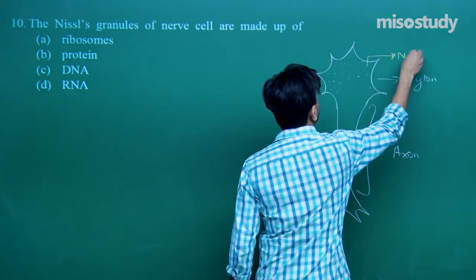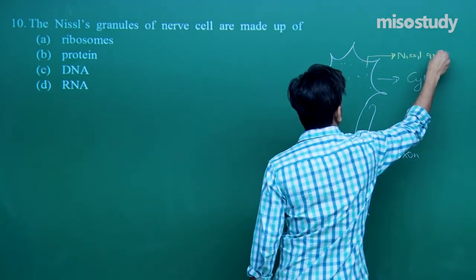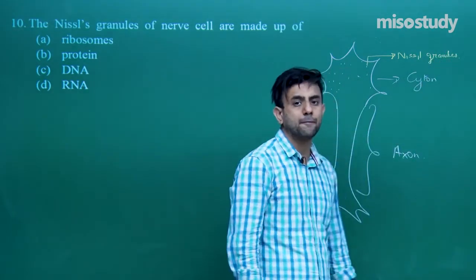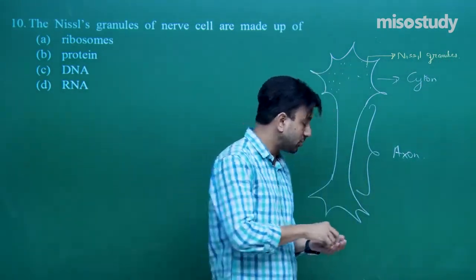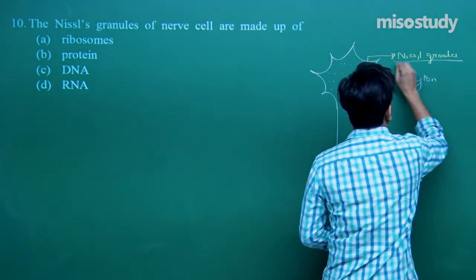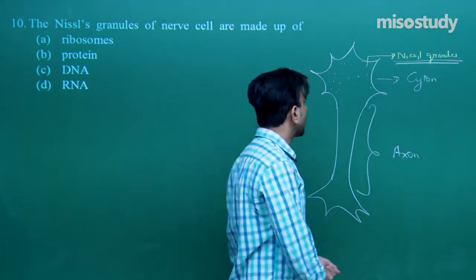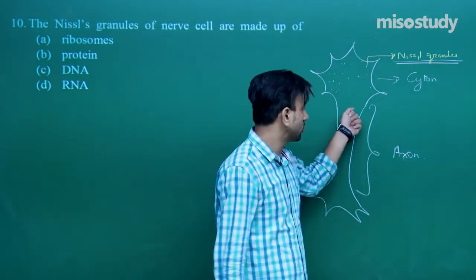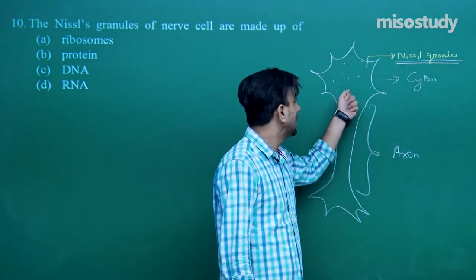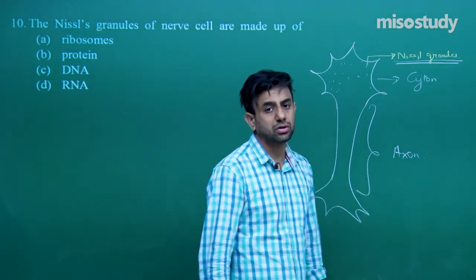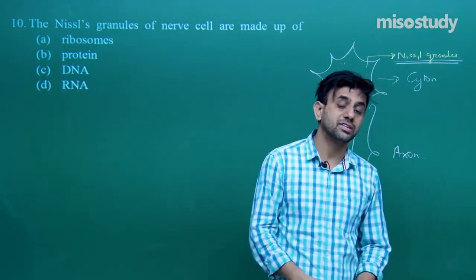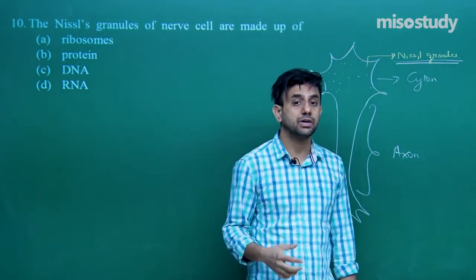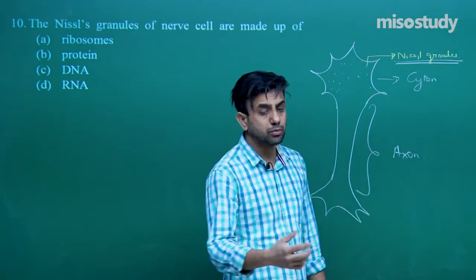What will be the function of these Nissl granules? These Nissl granules are present in the cyton. They may also be present sometimes at the junction of the cyton and the axon. They are basically made up of the ribosomes and the rough endoplasmic reticulum, and hence the major function would be protein synthesis.